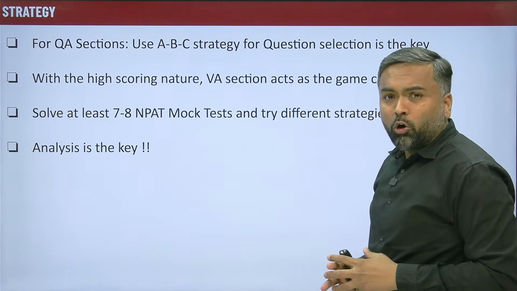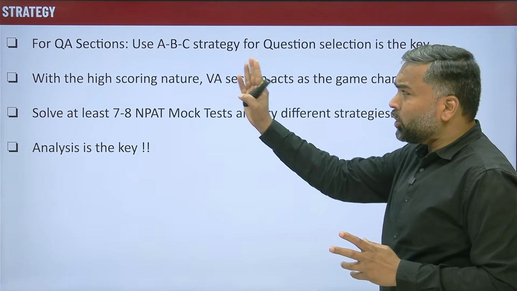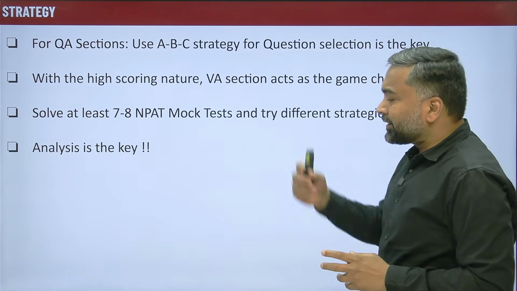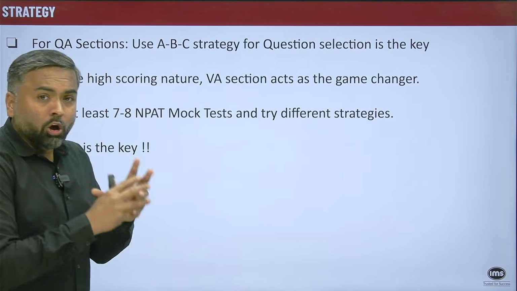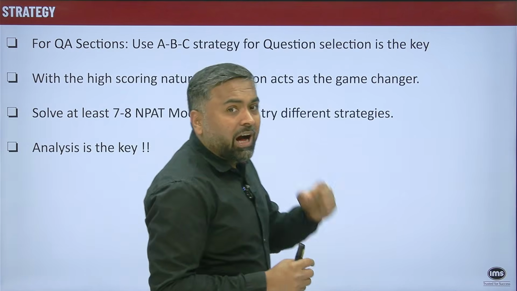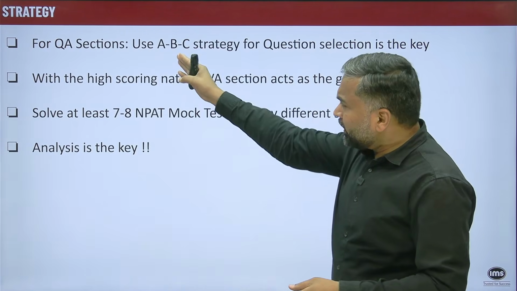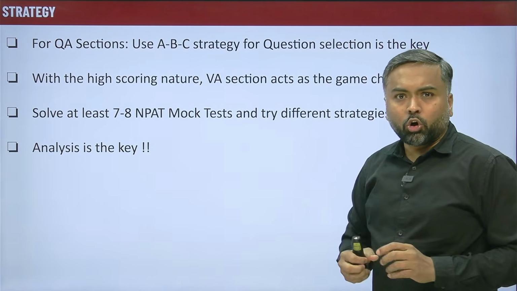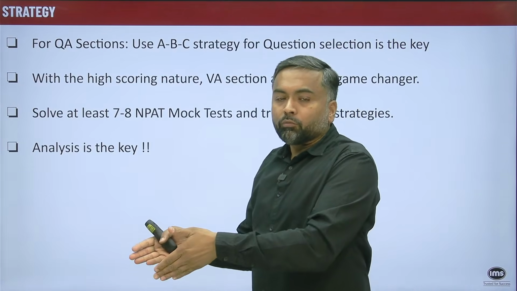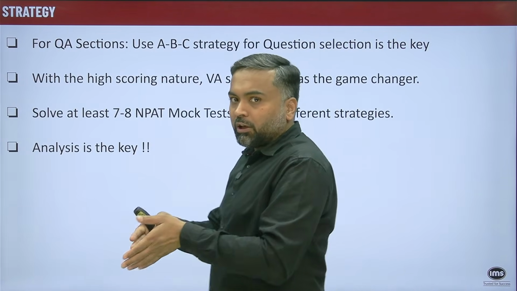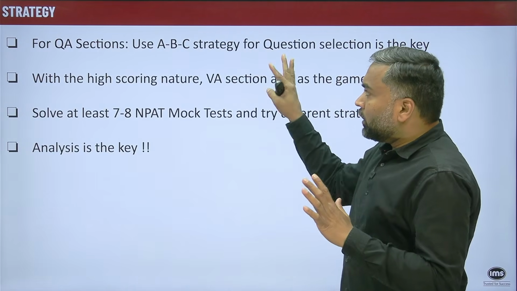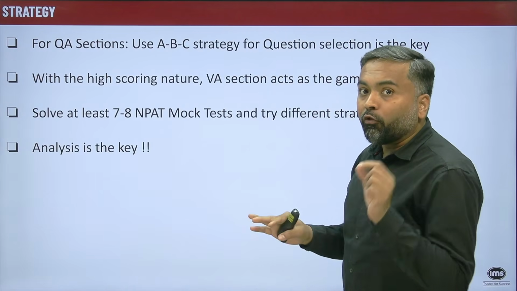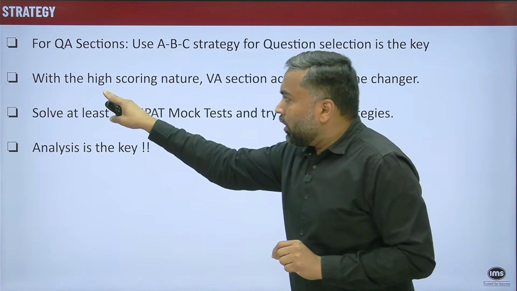Now, moving on to the strategy, we talk about the QA section. We discussed that you need to use the ABC strategy that IMS has taught you and also develop the art of leaving questions. What is the ABC strategy? I'll discuss in short. Abhi karo, baad mein karo, chhod do. A is easy, B is medium, and C is difficult question. So you need to use this strategy for the QA section.